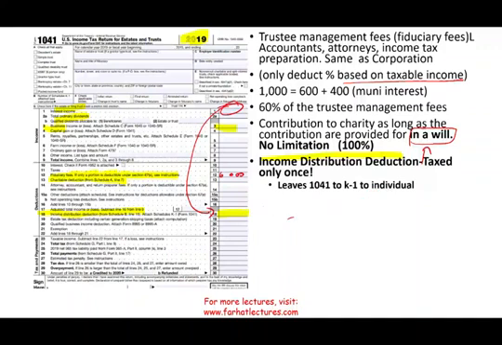So those are three items that are unusual, and specifically, we're going to look a little bit more at this income distribution deduction. How do we come up with this income distribution deduction? Because that's important, and usually it's a large deduction. Why? Because the trust may exist to give out that money. Therefore, we have to deduct this amount.